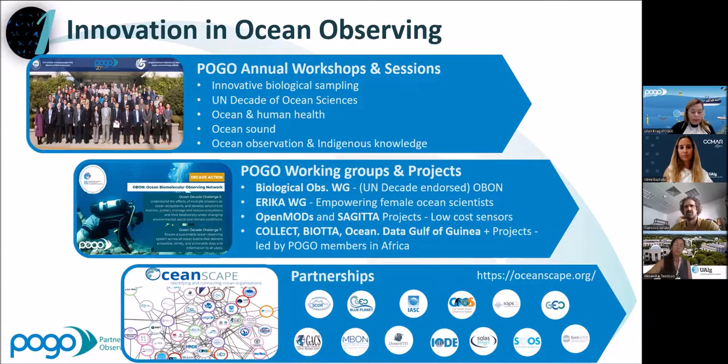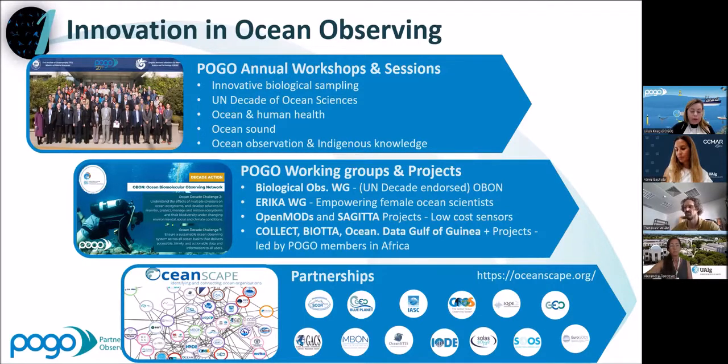So some of the ways that we support innovation and development in ocean observing is by funding working groups and projects led by our members that envision this purpose, and also by working with several organizations such as those depicted in the bottom image. So, for instance, POGO helped launch the Argo Drifters back in the early 2000s and the Ocean Sites program, and we provided financial support to those programs in the beginning.